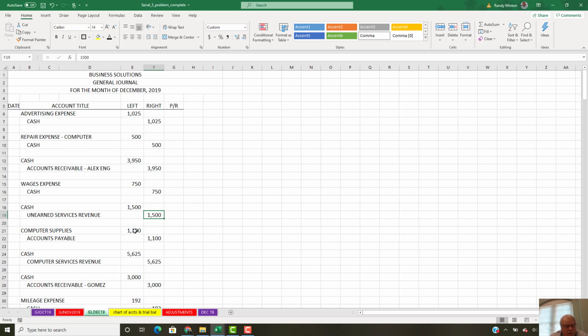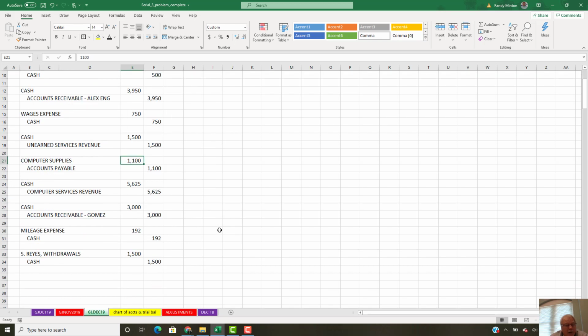So we're going to debit computer supplies, the asset. Assets go up on the left and down on the right. And we're going to credit accounts payable. Accounts payable is on the liability side of the basic accounting equation. Assets is equal to liabilities plus equity. And those things on the right-hand side of that equation go up on the right and down on the left.